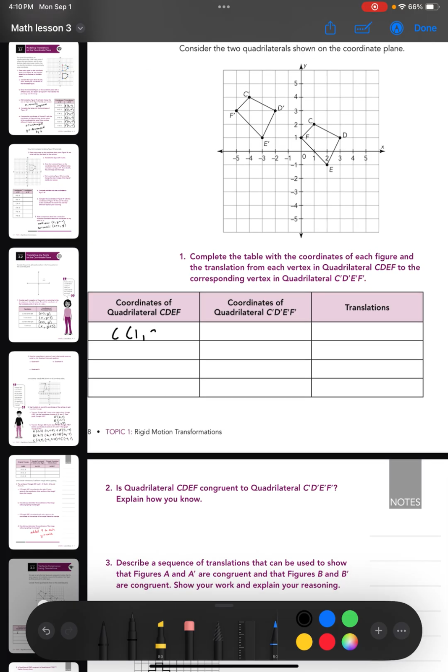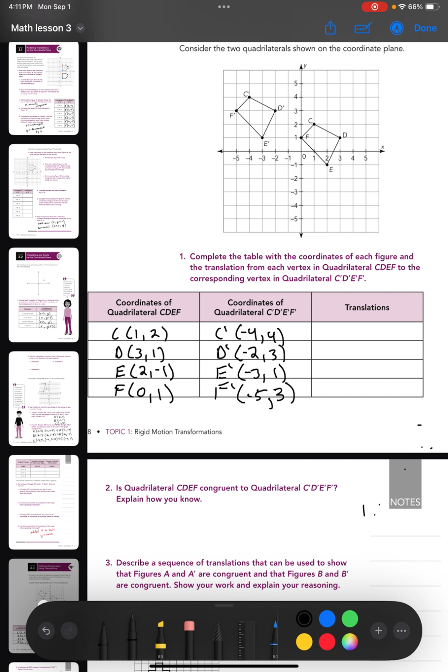C is at 1, 2. D is at 3, 1. E is at 2, negative 1. And F is at 0, 1. And the new quadrilateral: those are at negative 4, 4. Negative 2, 3 for the D. Negative 3, 1 for the E. And negative 5, 3 for the F.